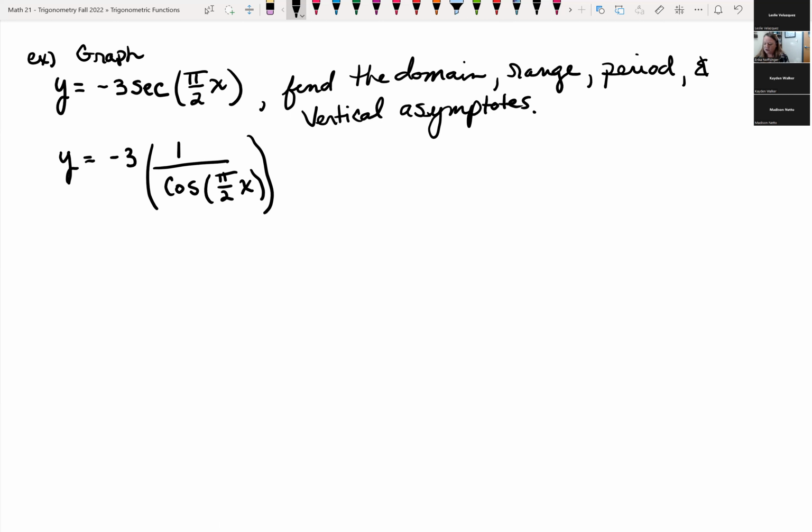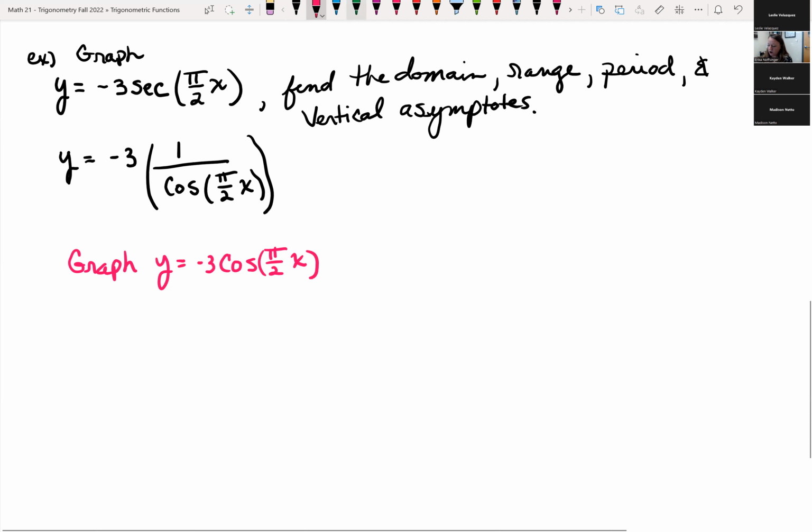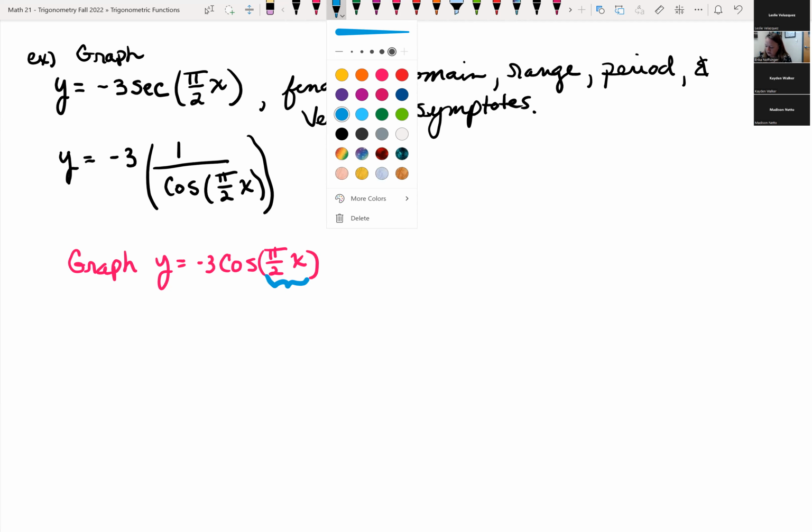And so let's graph the reciprocal function y equals -3 cosine of pi halves x. And based off of this graph, we can get the graph of our secant function. So recall we looked at finding the period. We found the period by looking at the argument. So our argument in this case is pi halves x, and sandwiching it in between one period, a cycle.